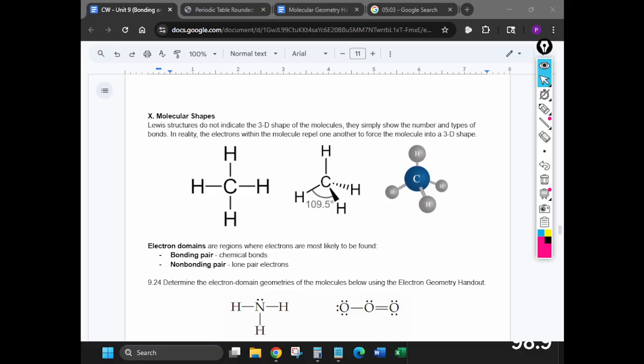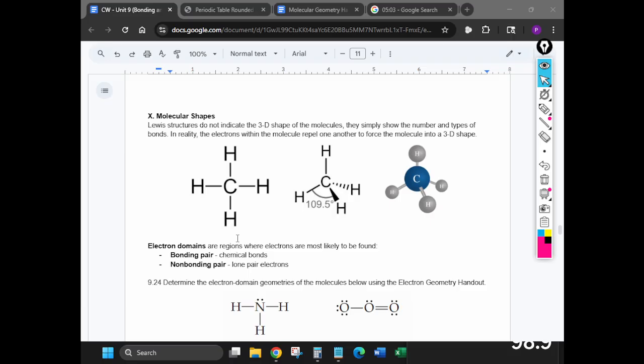All right, so what we're going to talk about next is what the molecules look like in 3D. So we're going to take a look at methane, CH4 right here, and usually if we draw the Lewis structure, we just draw it like this, right? Just a flat shape. However, reality is not two-dimensional, and so we want to take a look at what these molecules look like in 3D.